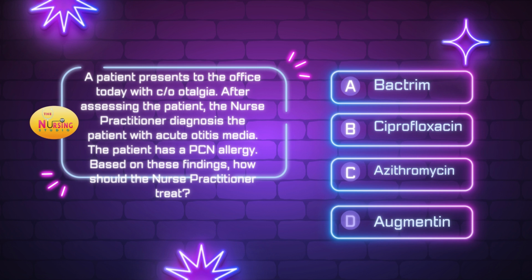All right. The stem of the question states, based on these findings, how should the nurse practitioner treat? Again, we're talking about treatment, so you need to take a look back at the assessment and the diagnosis. How do they present? Do we have a diagnosis or are we figuring out a differential? So here they came in with otalgia, classic for acute otitis media, and they are diagnosed with acute otitis media. All right, so then you're starting to think of ways that we treat this, thinking all the way through, but also it's a note to keep in mind that they have a penicillin allergy.